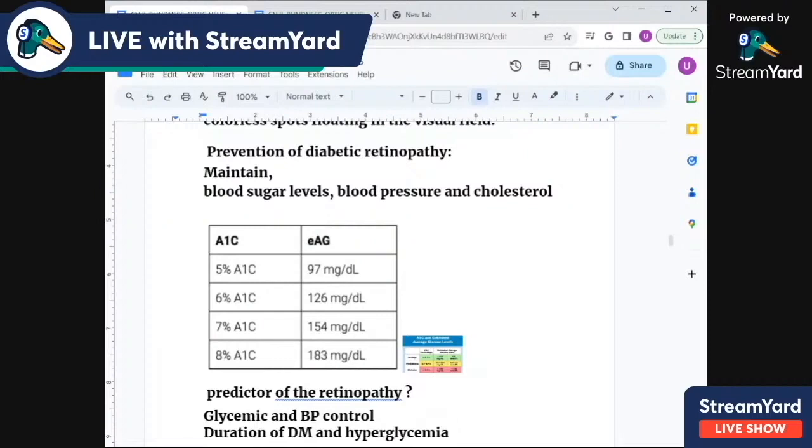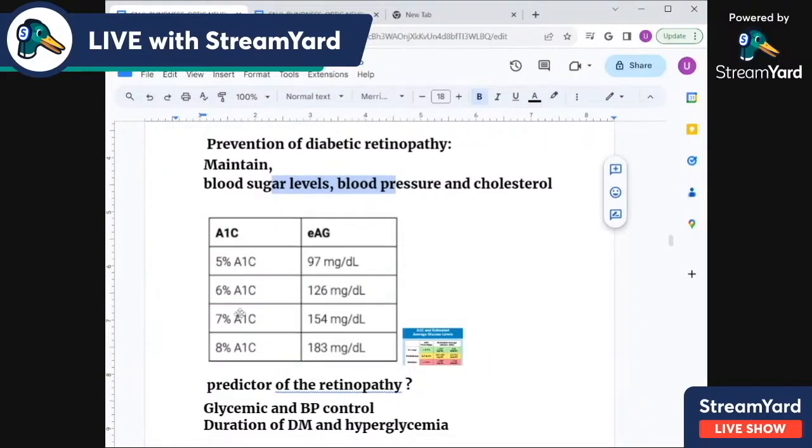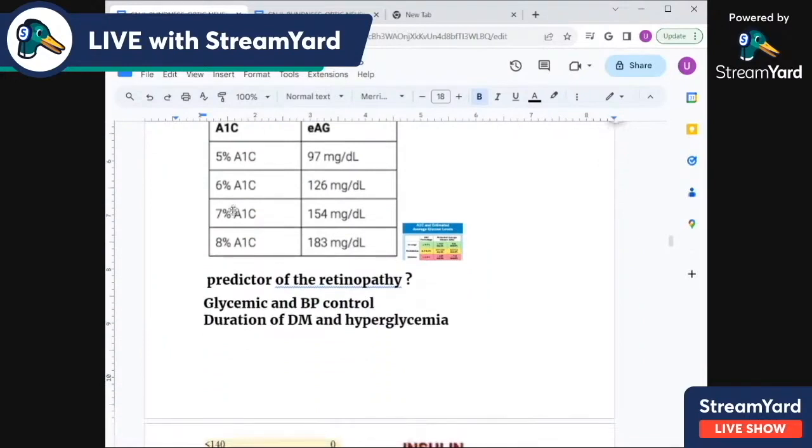The A1C, that is 5, 6, 7, 8. If it's 5, then its blood sugar is 97 milligram per 100 ml. It's 6, 126. It's 7, is 154. So between 5 and 6, 6 and 7, and 7 and 8, there is a difference of about 30 milligrams, right, of blood sugar. And between 5 and 6, there are 10 points. So at 5.1, the blood sugar will be 100. Similarly, you go up and you can calculate how much is the blood sugar if it's 5.9. So it should be 123.